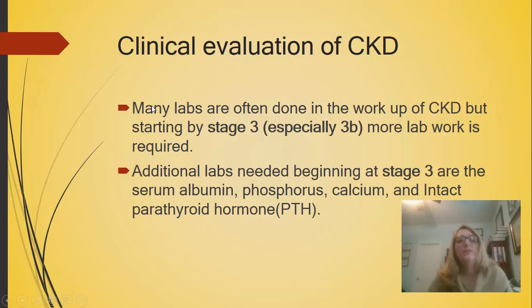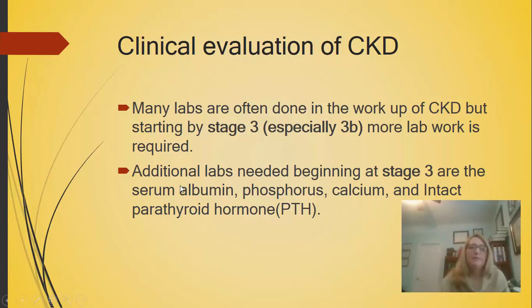Clinical evaluation of chronic kidney disease. Many labs are done in the workup of chronic kidney disease, but starting by stage 3, especially 3B, most lab work is required. More lab work is usually required. Additional lab work beginning at stage 3 are your serum albumin, your phosphorus, calcium, intact parathyroid.